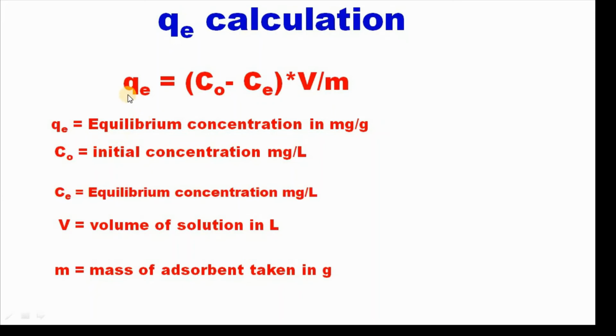Well, amount adsorbed at equilibrium can be calculated using Q equal to C naught minus C into V divided by M, where C is the equilibrium concentration as I have shown here. C naught is the initial concentration and C is the equilibrium concentration, V is the volume of solution in liter, and M is the mass of adsorbent taken in gram. So this is how you can easily calculate QE value using this strategy.